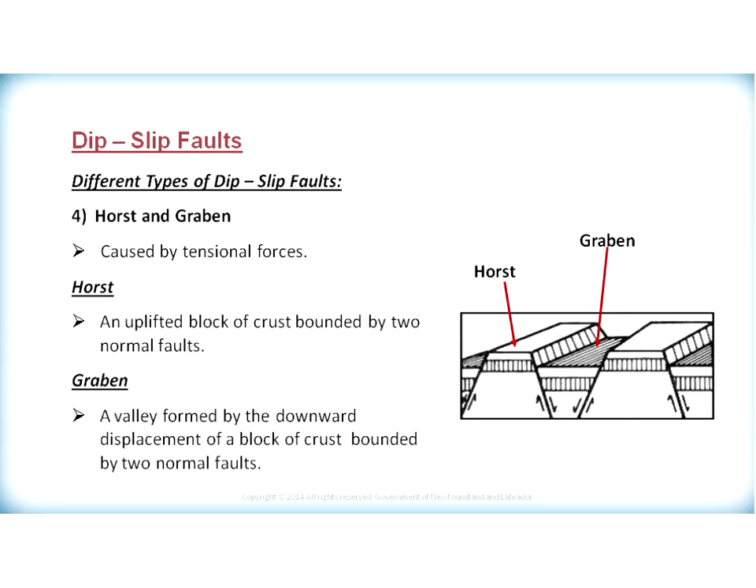And the fourth example of a dip-slip fault is what's called a Horst and Graben. A Horst and Graben is formed by tensional forces, and the Horst is the uplifted block of crust bounded by two normal faults, and the Graben is the valley formed by the downward displacement of a block of crust bounded by two normal faults. And by definition, a normal fault would have the footwall below the hanging wall, and the hanging wall would move down.